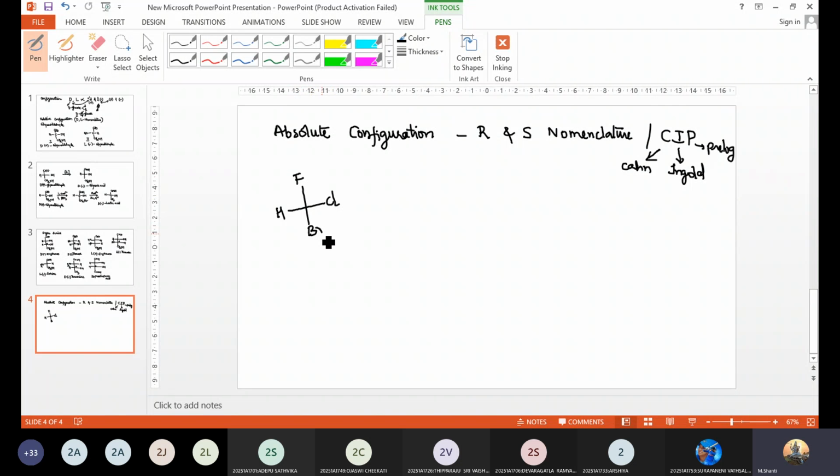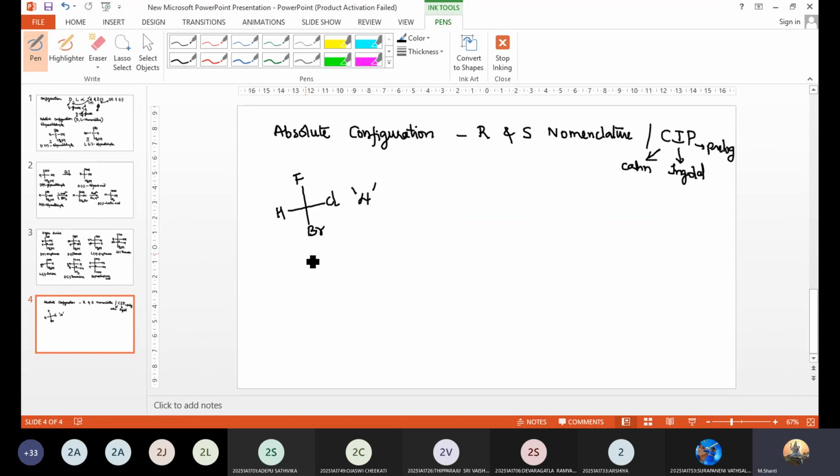Bromine. So how many groups are there attached to the asymmetric carbon or the chiral carbon? How many substituents are there attached to the central carbon? Four. Give the priorities for these four groups attached to the central carbon.